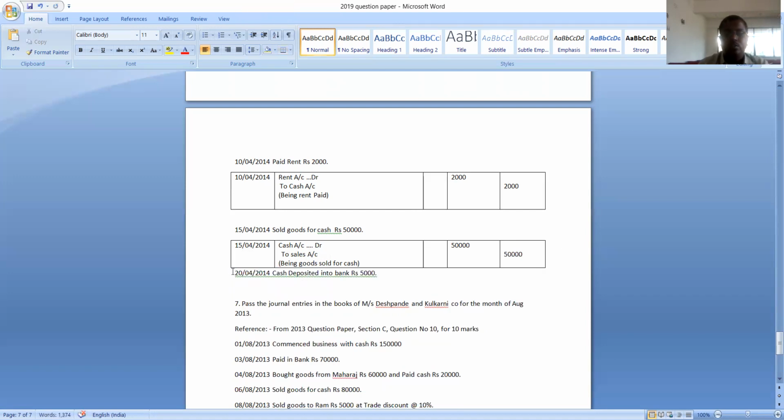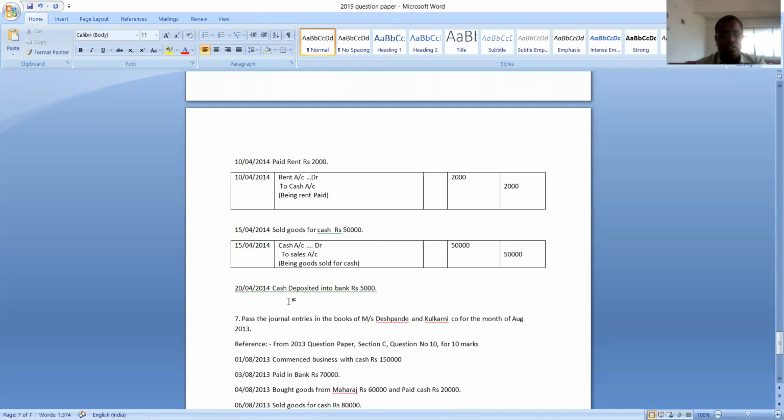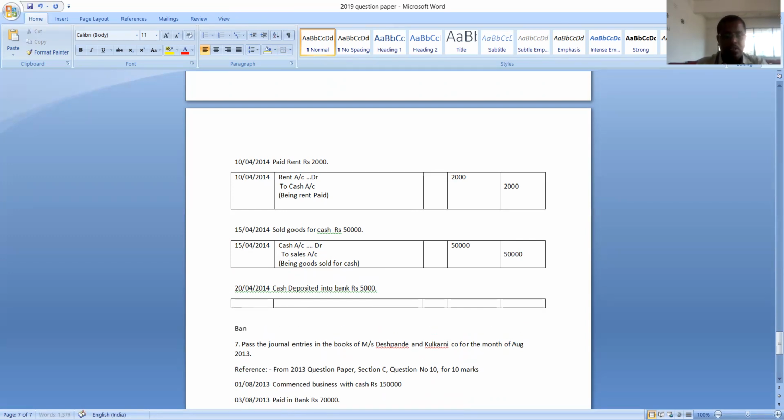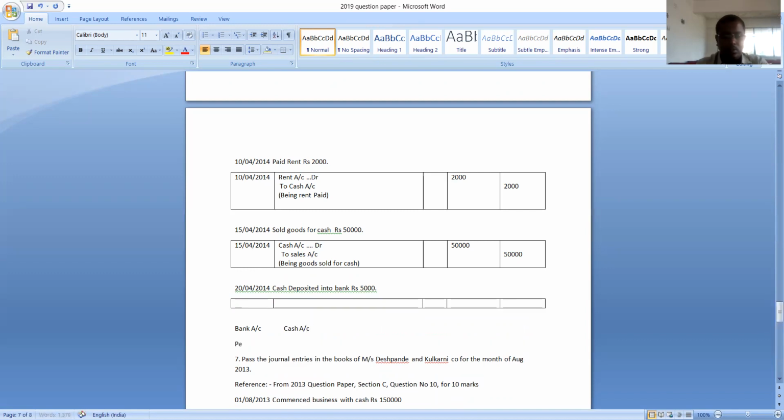Last transaction. What is the transaction? Transaction is cash deposited into bank rupees 5,000. So how many accounts are there here? Two accounts are there. One is bank account, and another one is cash account. Bank account is which account? It is a personal account. Cash account is which account? It is a real account.